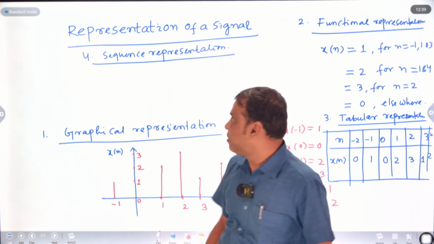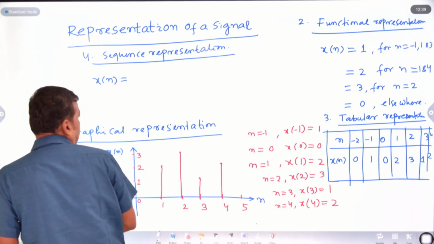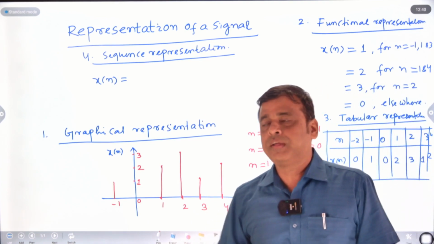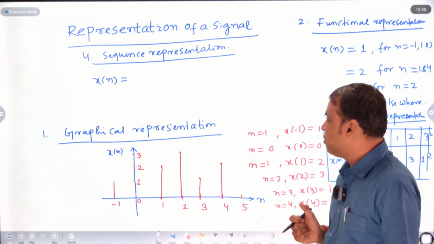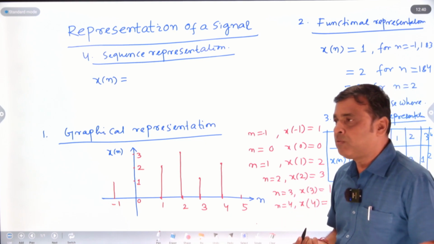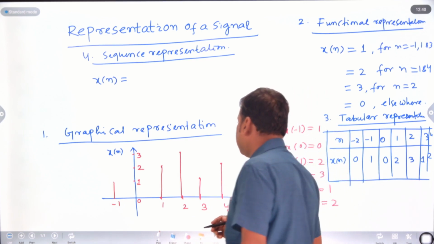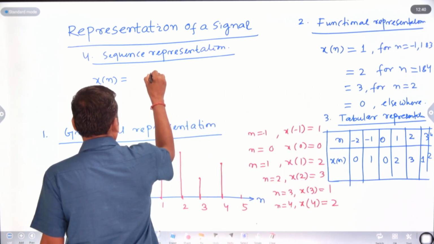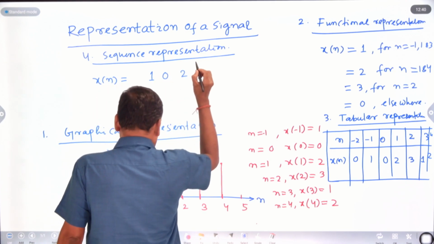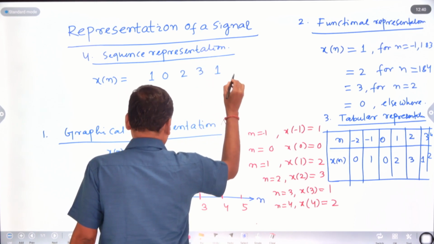In sequence representation, only x of n is given. x of n equal to, only the values are given: x of -1, x of 0, x of 1, x of 2, x of 3. You will identify from that information for what value of n, for n equal to 0, what is x of 0, for n equal to 1, what is x of 1, like this. So here 1, 0, 2, 3, 1, 2, like this.